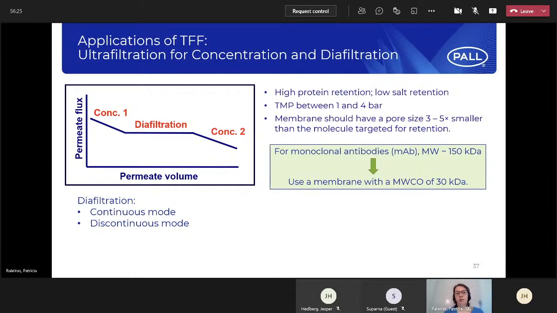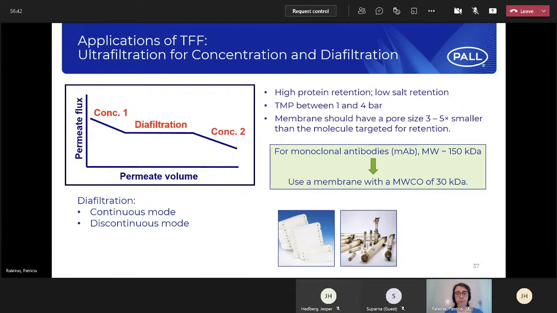So in this, you aim to have a high protein retention. Typically, you have TMPs that are relatively high. And for the membranes, we recommend always to have a pore size that is 3 to 5 times smaller than the molecule targeted for retention.